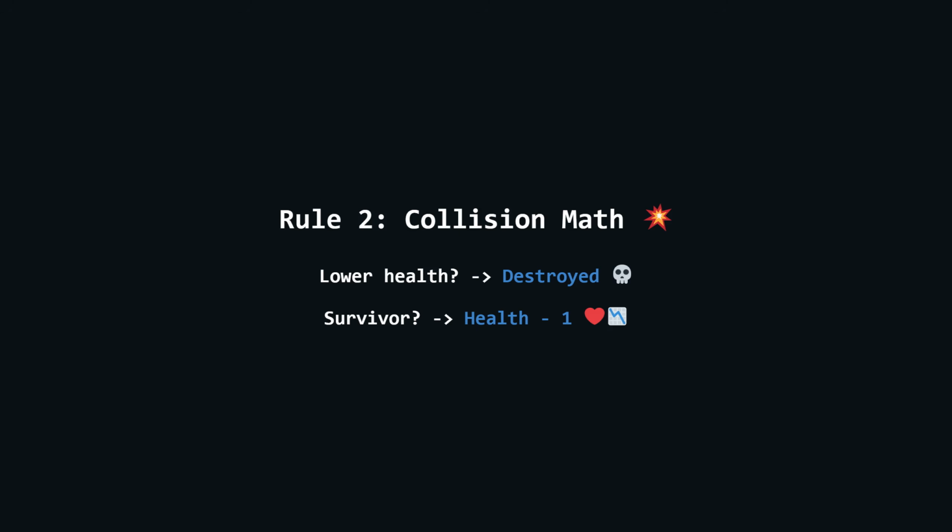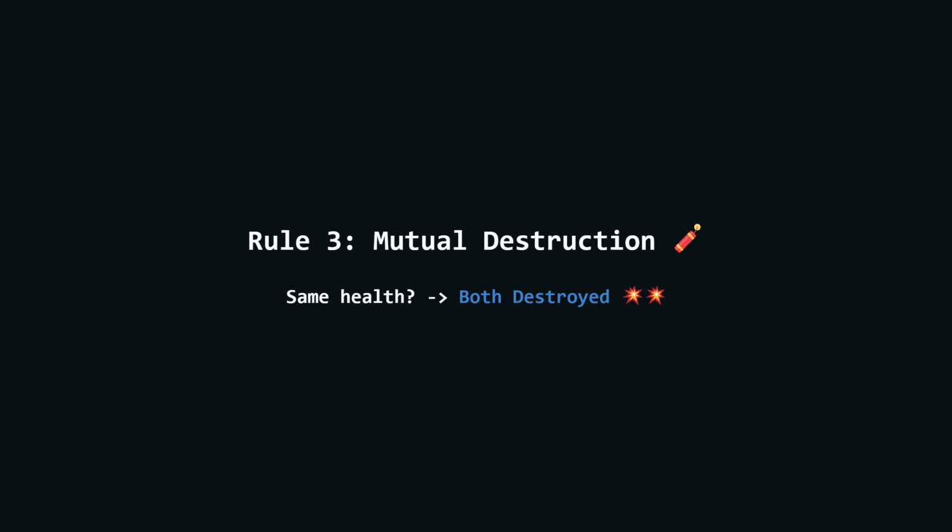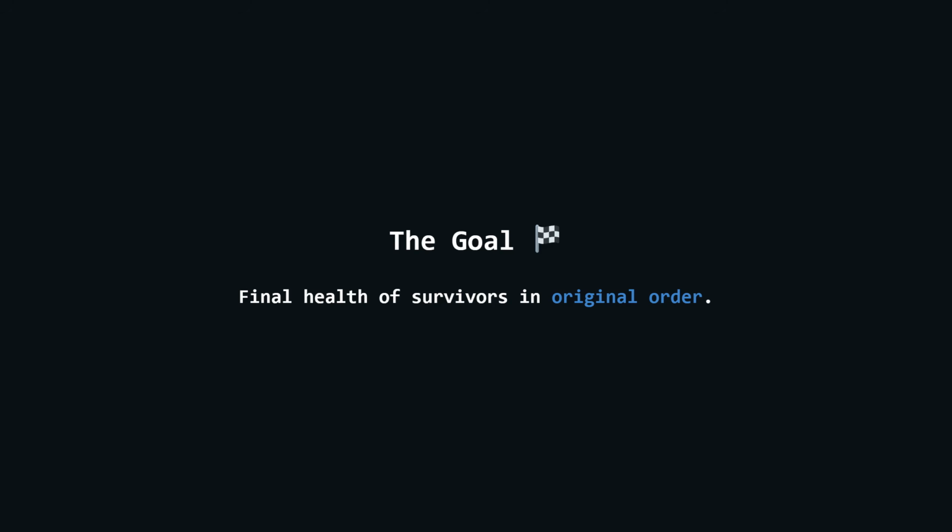If two robots hit each other, the one with less health is gone. The one that survives gets its health reduced by 1 point. And if they happen to have the exact same health when they collide, well, they both blow up and are removed from the line. Our task is to figure out which robots are left standing and what their health is. We need to return these values in the same order the robots were first given to us.